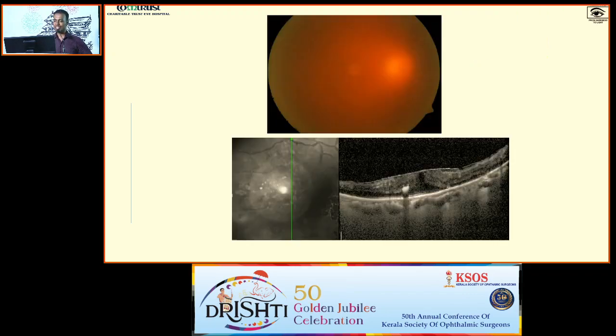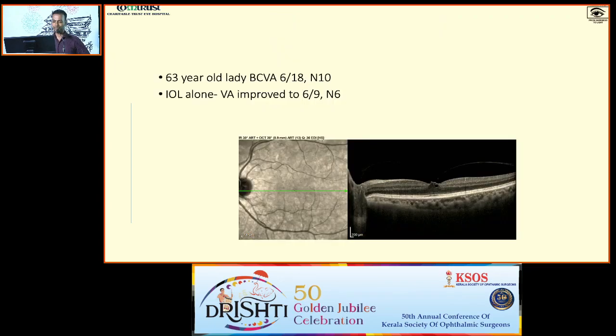So this is a dense nuclear sclerosis with counting finger vision, counting fingers at 3 meters. We could see nothing clinically, but on the OCT we could see diabetic macular edema with a taut posterior hyaloid. So this patient was initially managed with injection and cataract surgery, and she improved considerably even with that. She did not require a vitrectomy.